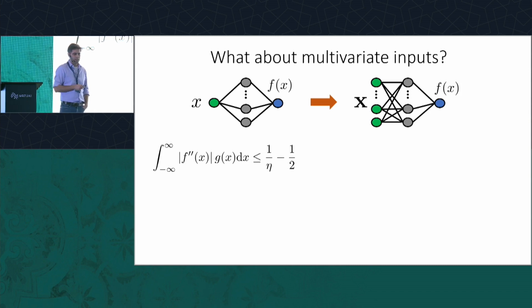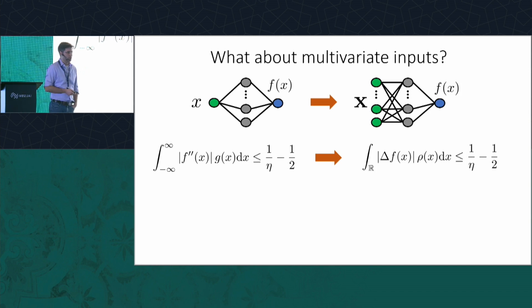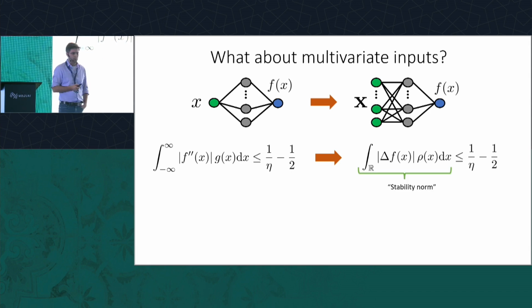But here we can actually get, maybe, a more intuitive expression, which seems like an apt generalization of this. Instead of the absolute value of the second derivative, we have the absolute value of the Laplacian. And we have this rho function, a weighting function, instead of this G, which has some relations. And again, this is upper bounded by 1 over eta minus half. Again, we call this the stability norm.